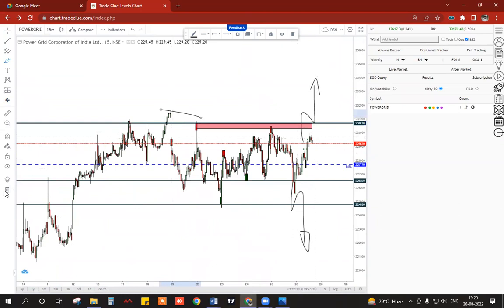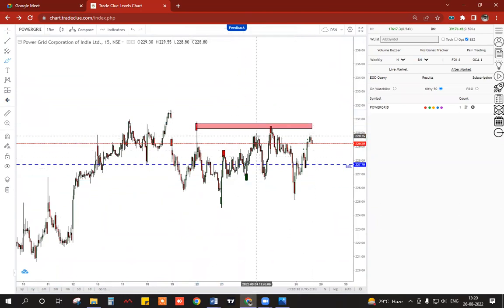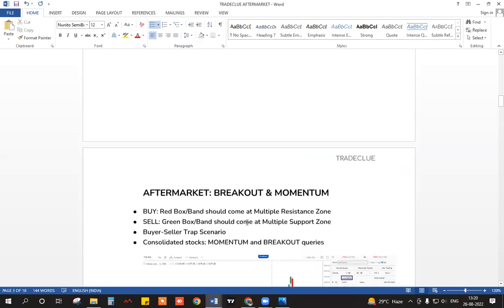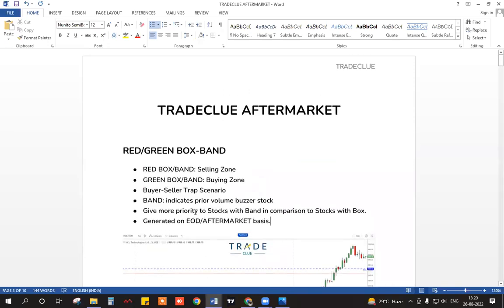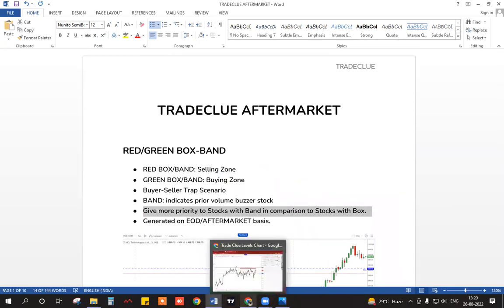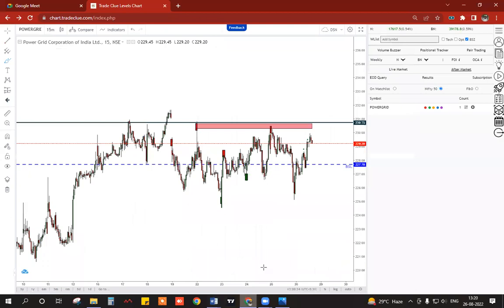But majorly what is here? Red band. So what I will plan is for the upside breakout. Since the red band is there, in the first sentence itself, I have written over here, I've mentioned: give more priority to stocks with band in comparison to stocks with bar. So bands always keep a priority. Why? Because there was certain volume in them. So if this volume is taken out, there will be follow-up buying on that radar basically, right?